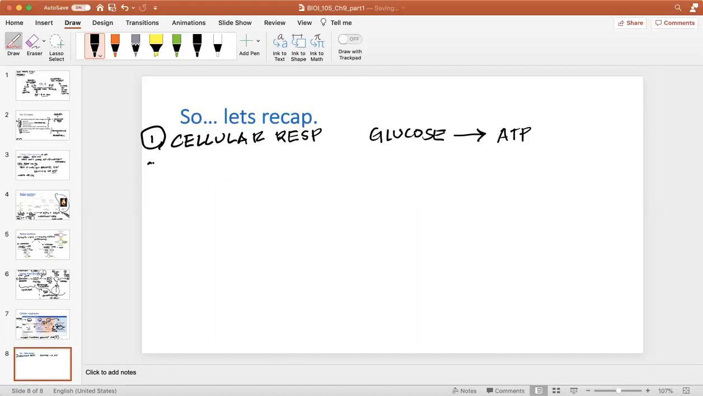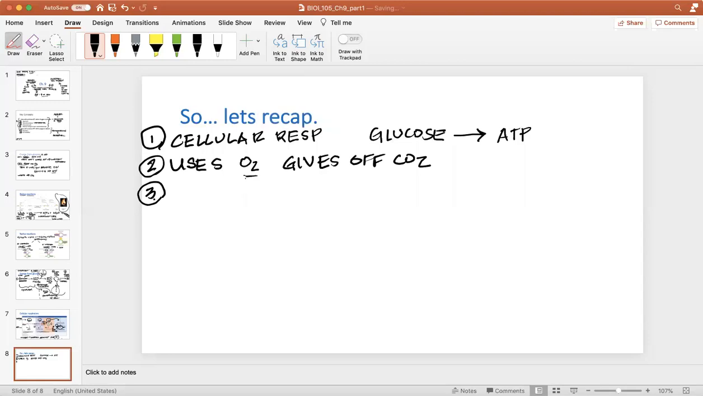The second thing I want you to remember is that cellular respiration uses oxygen, right? And it gives off CO2. Oxygen is the final acceptor in the electron transport chain of those electrons, and CO2 is the waste product as we break down glucose.